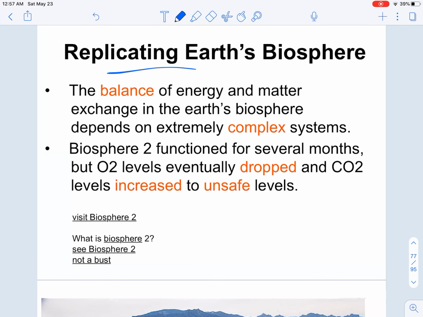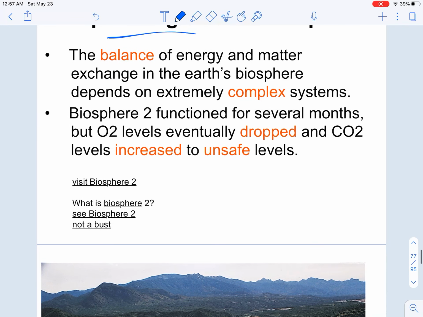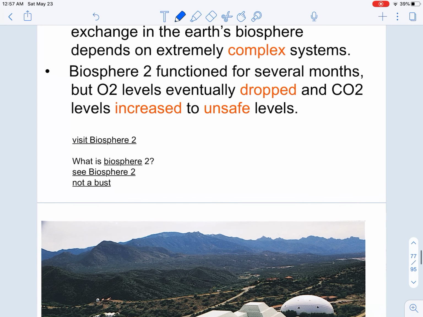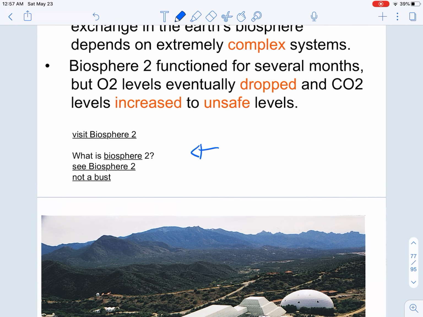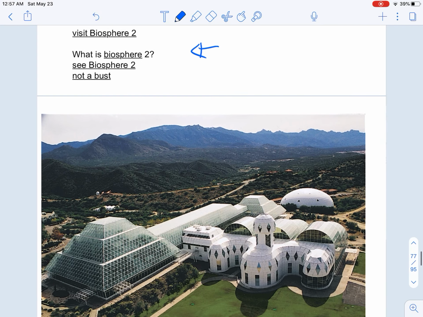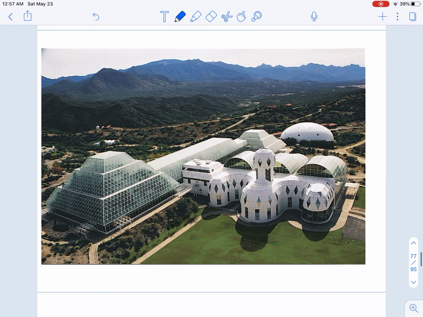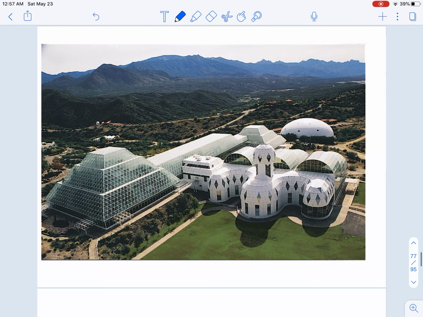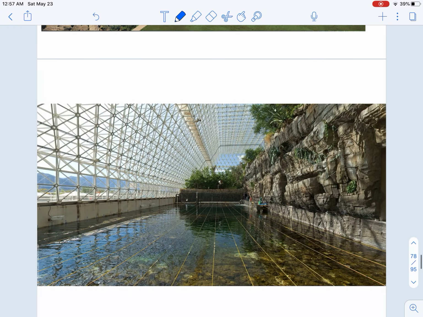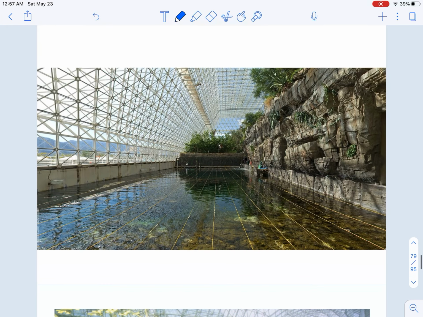To replicate the Earth's biosphere, there was this Biosphere project. Of course, Earth is the number one biosphere, but the Biosphere 2 project was saying, let's make something that's like the Earth. So these are really interesting videos to take a look at. This is an actual project that did go on, and they tried to mimic all the biomes on Earth in these different components of this project.